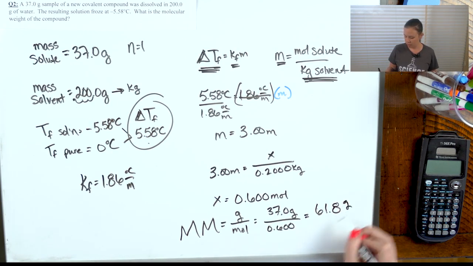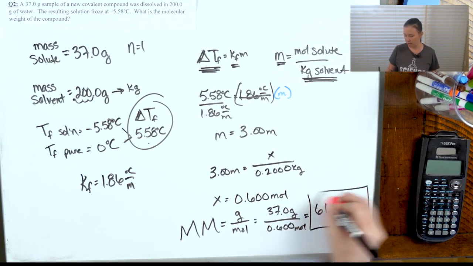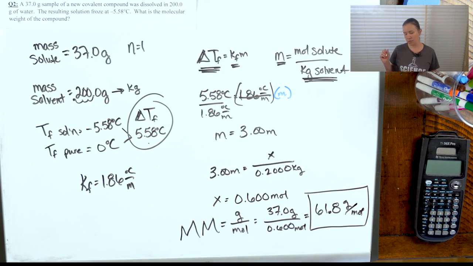And the units will be grams divided by moles, or grams per mole, which is perfect for molar mass. So our final answer is 61.8 grams per mole. We did it, guys. We solved both questions.